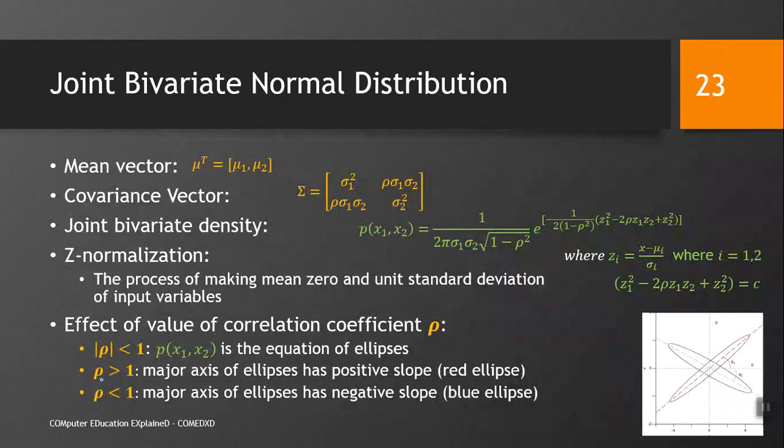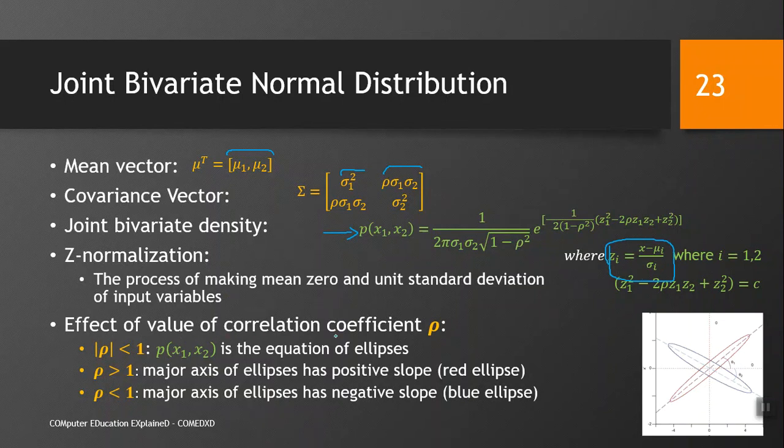Joint bivariate normal distribution. We are continuing the discussion of bivariate normal distribution, where we have two features, two variables. So the mean vector is given with the help of μ1 and μ2, and the covariance matrix is given by this, right. The joint bivariate density is given by this formula. Z normalization: the process of making the mean 0 and the standard deviation 1 for an input variable is called Z normalization, and basically we have seen this previously as well. We take the Z over here and we will get this over here. So the Z score, how that is found, is known as Z normalization.